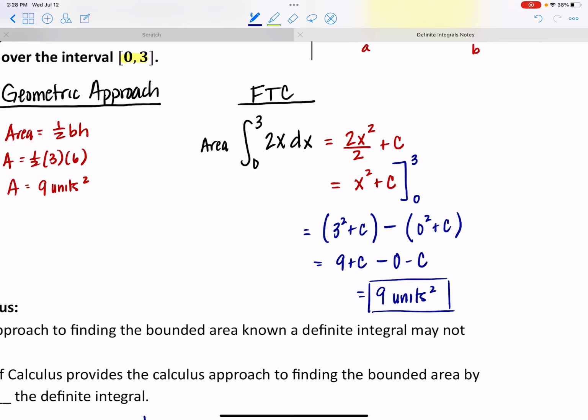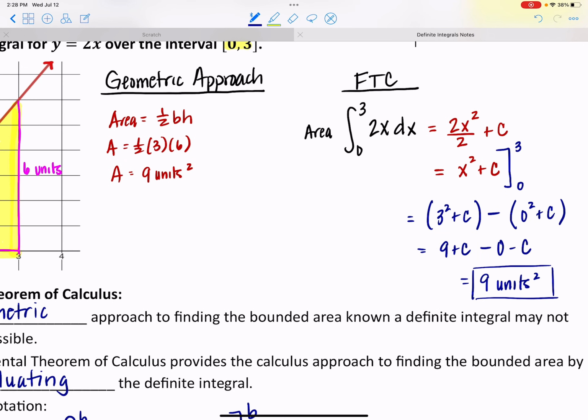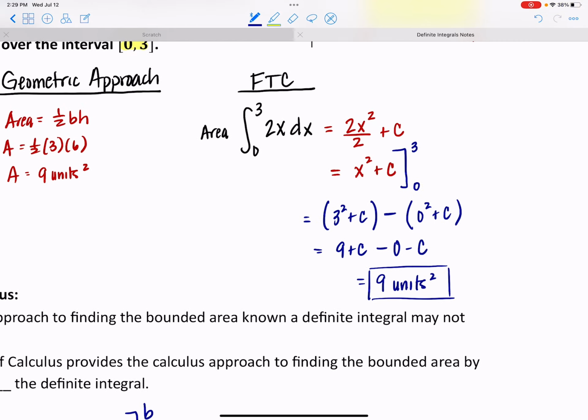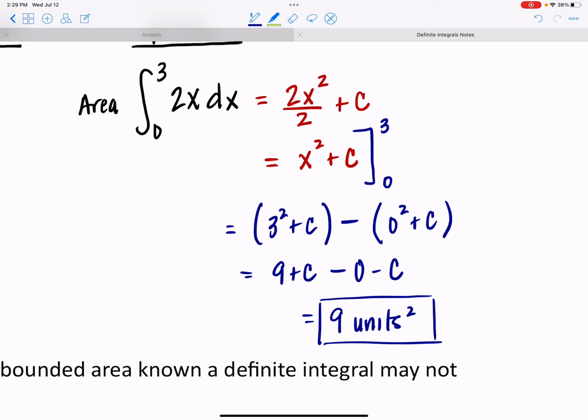We get our area every single time, and that's particularly helpful again when the geometric approach isn't necessarily possible. It's just not always possible to use some formula to do that. Now, one other thing: when we're finding our indefinite integral, we want to put our constant of integration there.